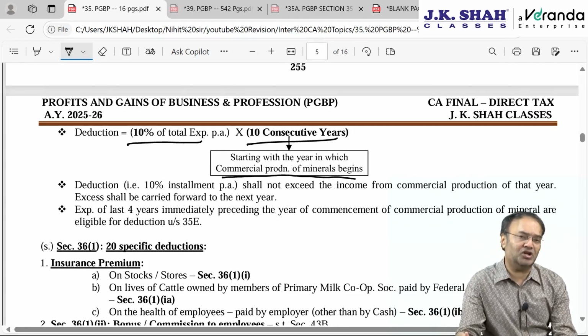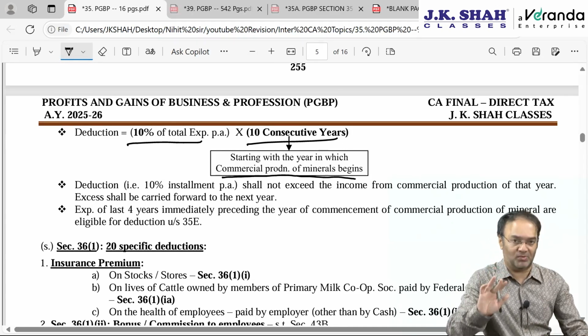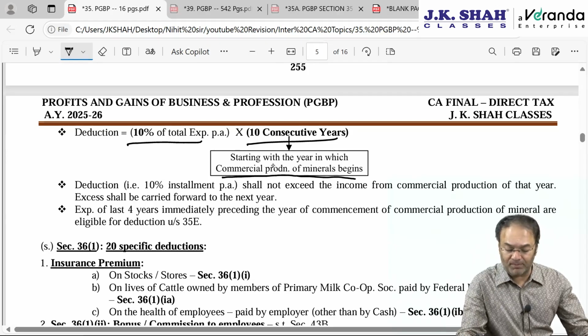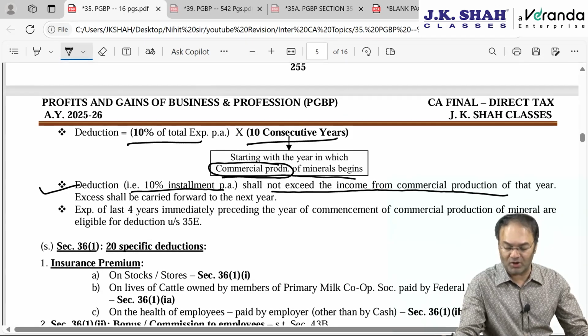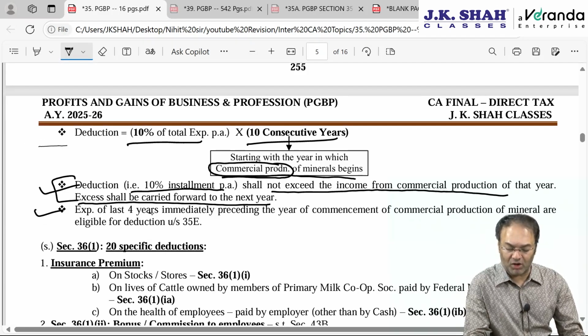Again here, this is deduction on account of pre-commencement expenditure. Expenditures incurred prior to beginning of commercial production. So ideologically it is pre-commencement period expenditure. Deduction will be 10% per annum, and shall not exceed the income from commercial production for that year. Excess will be carried forward to the next year. This is the most important point, I will explain it to you. Before that, last point, look up here.